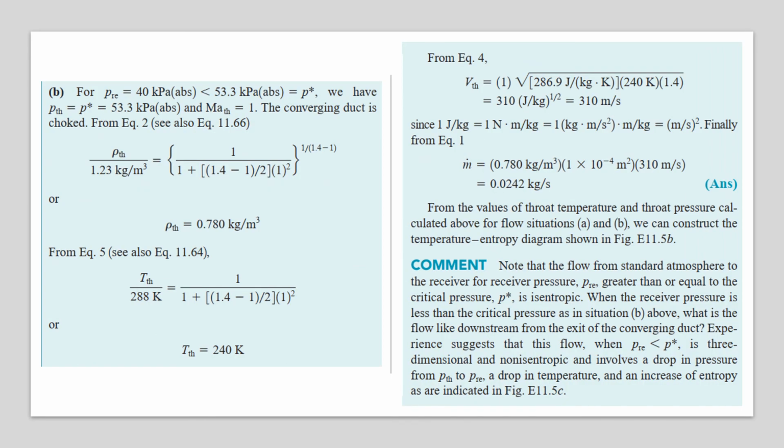We are going to take the receiver pressure as 40 kilopascal, and since it is less than the critical pressure, we have that the throat pressure is equal to the critical pressure, which is 53.3 kilopascal absolute pressure. And if the nozzle is choked, the Mach number at the throat will be 1. The converging duct is choked in this condition because the receiver pressure is less than the critical pressure. So now we can use all these equations once again by putting in the Mach number as 1. The K value is 1.4.